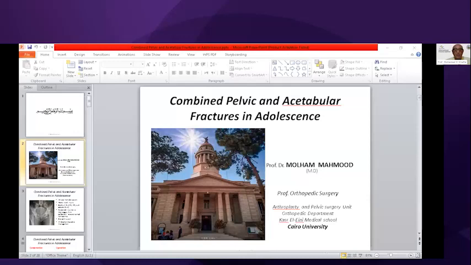Yes, if it is a bony injury, I fix it at the same time. If it is a soft tissue injury, an interstitial injury, then I reconstruct late.